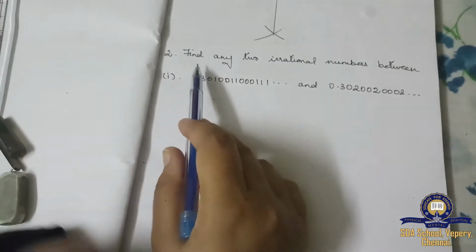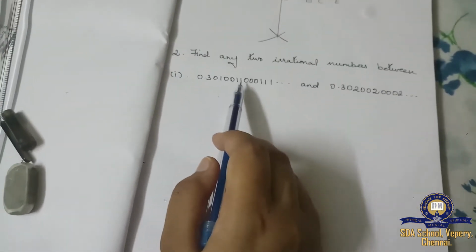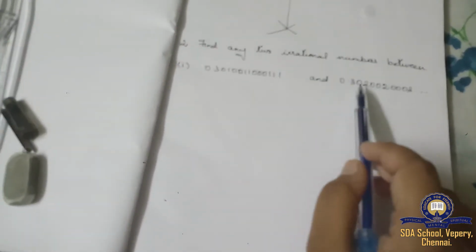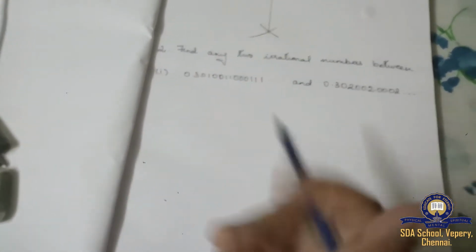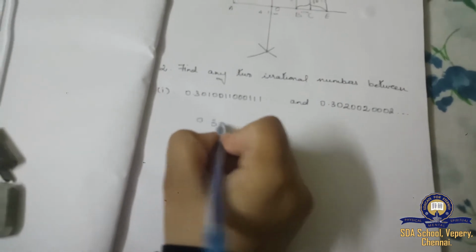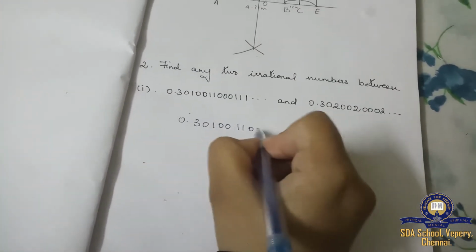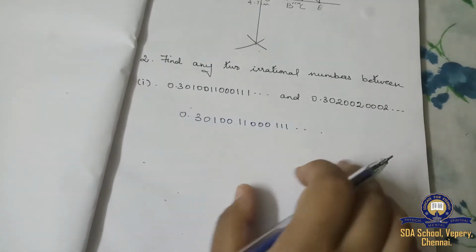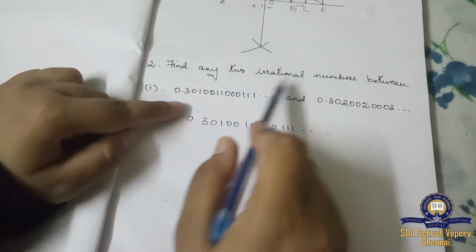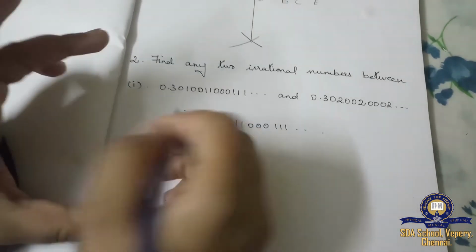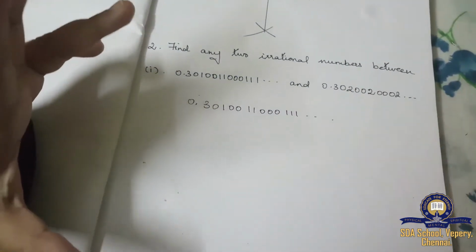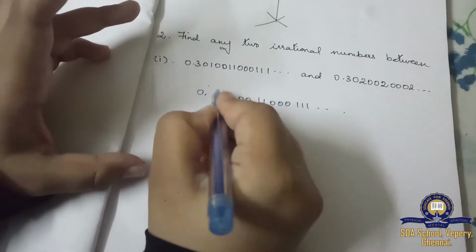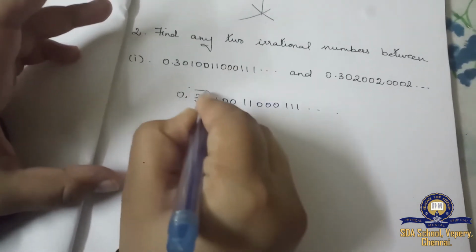Moving on to the next question, number 2. Find any two irrational numbers between 0.301001 and so on, up to 0.302. See, what they are trying to tell us is, first of all, let us write 0.3010011 etc. You should find irrational numbers between these two. If you take it like this, it looks very complex, right? 0.301001 just goes on and on. First of all, just take into consideration the first 4 digits, 3010.